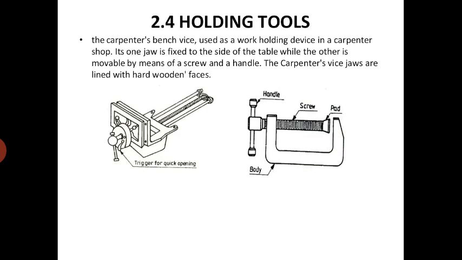These are the holding tools. Carpenter's vice and C-clamp. The carpenter's vice is used as a work holding device in a carpenter shop. It has one jaw fixed and the other one movable. The carpenter's vice jaws are lined with hard wooden faces. C-clamp is also used for holding the wooden pieces.